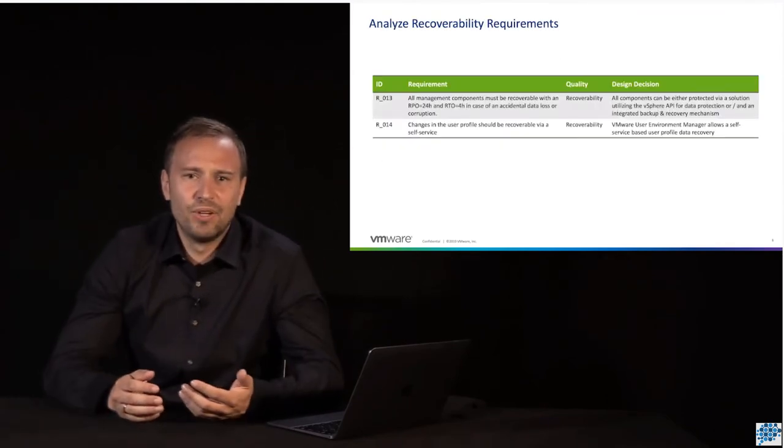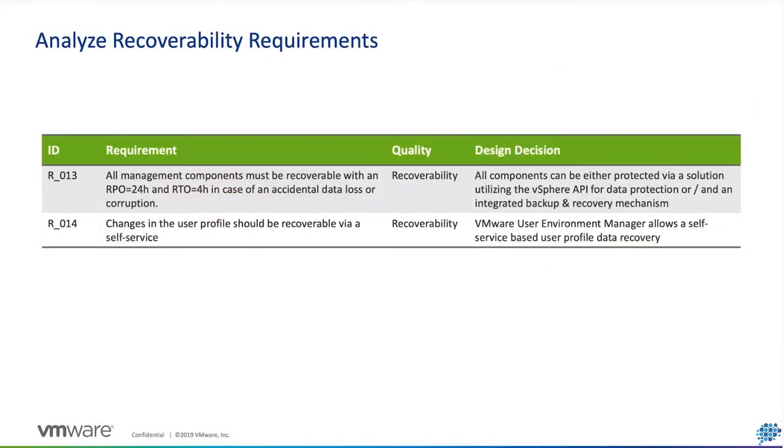So let's have a look at an example. During the conceptual design, we have defined a requirement that all management components of our Horizon environment must be recoverable with an RPO of 24 hours and, in case of a failure, with an RTO of 4 hours. So if we have a data loss, within 4 hours we must be able to bring the whole management block, the whole management components, back into a state that we can make them operational.